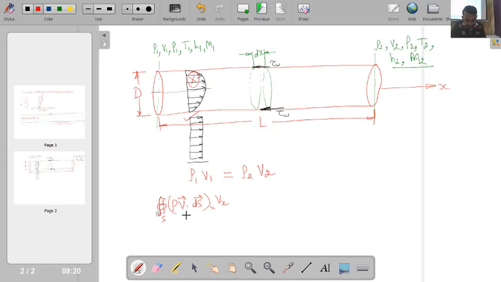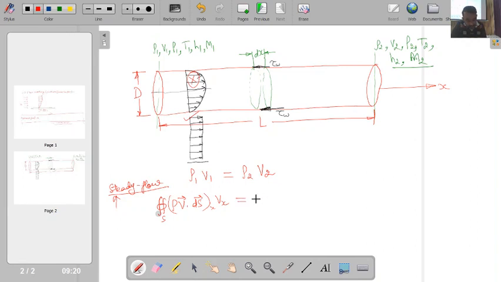This is my rate of change of momentum, and the assumption which I have invoked over here, in the left hand side there was one temporal term also, that I have not considered. So it means I have invoked the first assumption of steady flow. So I have steady flow, and this is the left hand side of the momentum equation.